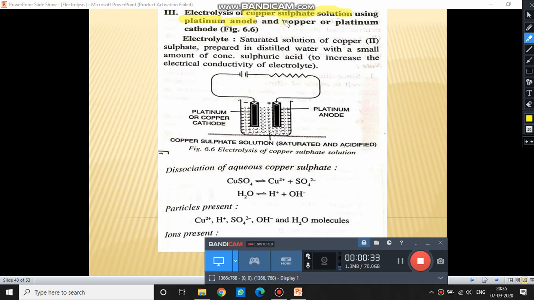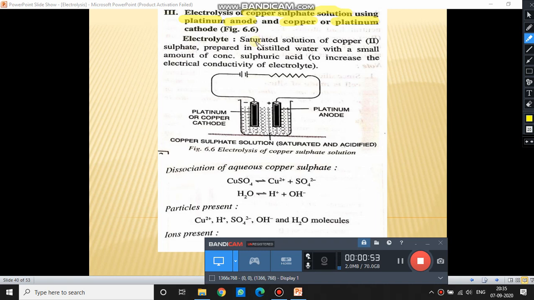So the anode should be inert, that is it should be made up of platinum. And cathode, whether you make it inert, that is you take platinum cathode, or you make it active by taking copper, it has no difference in the observation and the product formation. So it is immaterial whether you take it active or inert, but the anode should be inert.